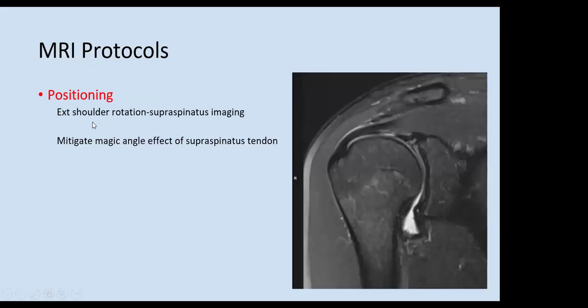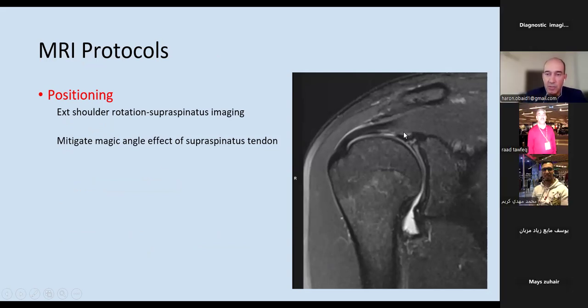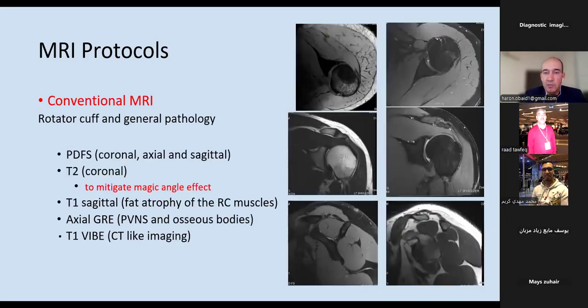With MRI of the shoulder, the positioning is really important. Most of these patients we position with the shoulder externally rotated, because we want to mitigate the magic angle effect of the supraspinatus tendon. This is the ideal position for imaging patients, particularly for rotator cuff pathology. The shoulder should always be imaged with external rotation because of the magic angle effect of the supraspinatus tendon. The sequences we obtain when we do conventional MRI are these sequences here.